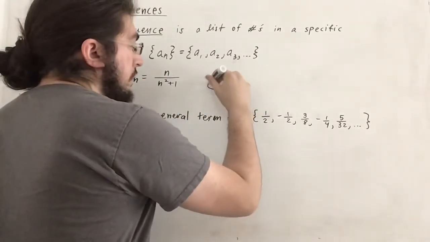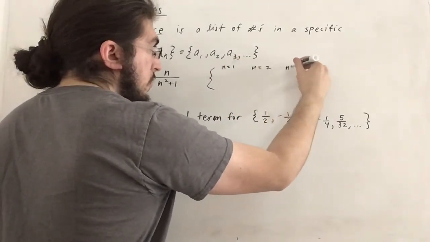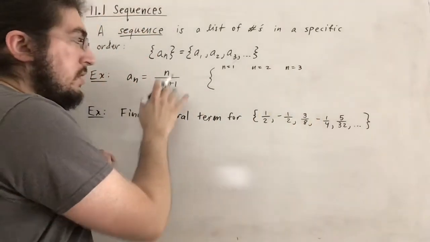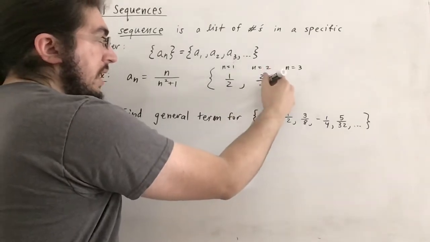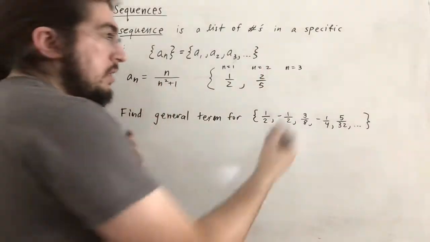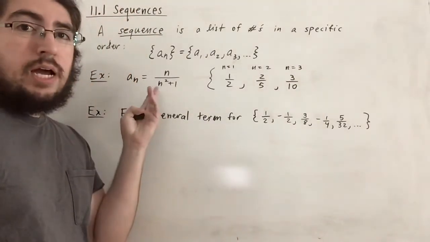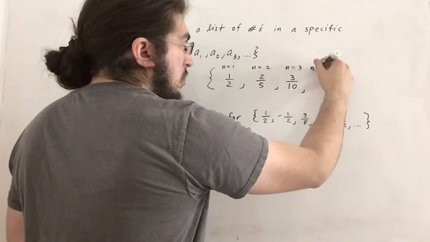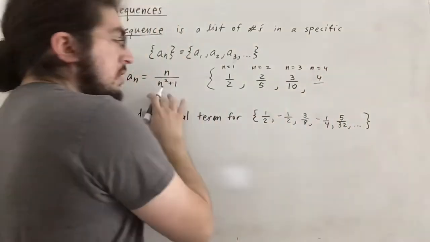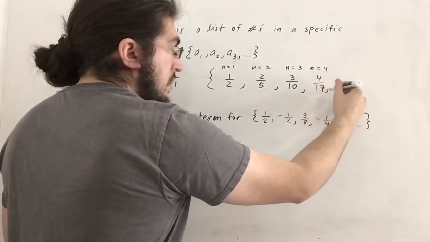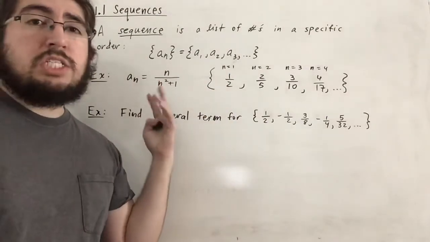So for example, when n is equal to 1, n is equal to 2, and n is equal to 3, we can actually write each of the terms. So when n is equal to 1, we have 1 over 2. Here we'll get 2 over 5. 2 over 2 squared plus 1 is 2 over 5. This can be 3 over 10. 3 squared is 9, plus 1 is 10. And then let's just do one more for n equals 4. So it's going to be 4 over 4 squared is 16, plus 1 is 17. So this is the sequence associated with this general term.